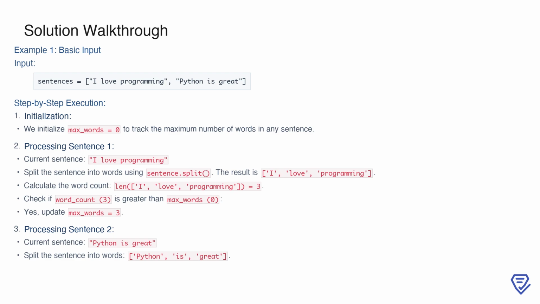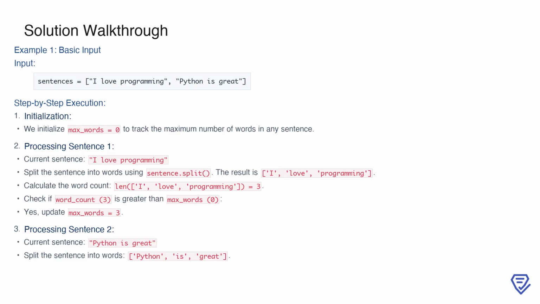In this example, we start off with a simple input consisting of 2 sentences, "I love programming" and "Python is great." To find the maximum number of words in any sentence, we first initialize a variable max_words to 0. This will help us keep track of the highest word count as we process each sentence. Now, for the first sentence, I love programming, we split it into words using the split method, which gives us the list, I love programming. The length of this list, calculated using len, is 3. Since 3 is greater than the current value of max_words, which is 0, we update max_words to 3.